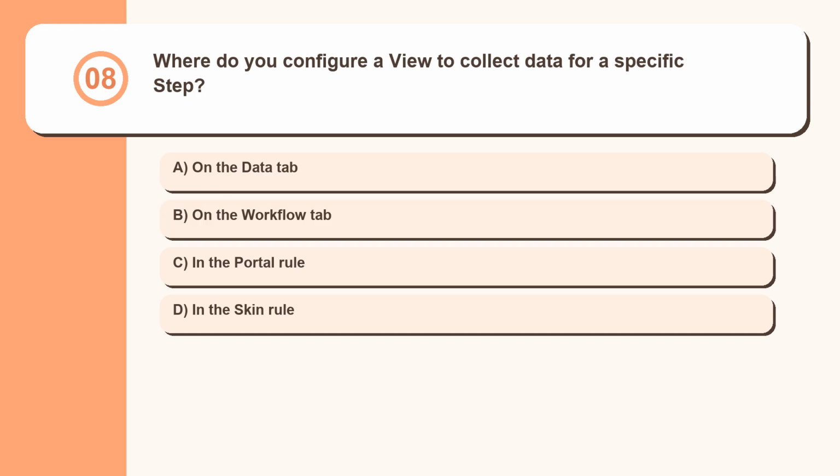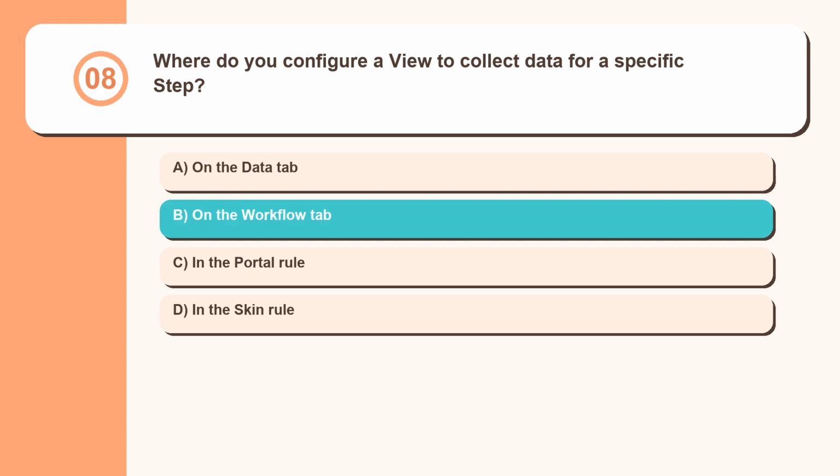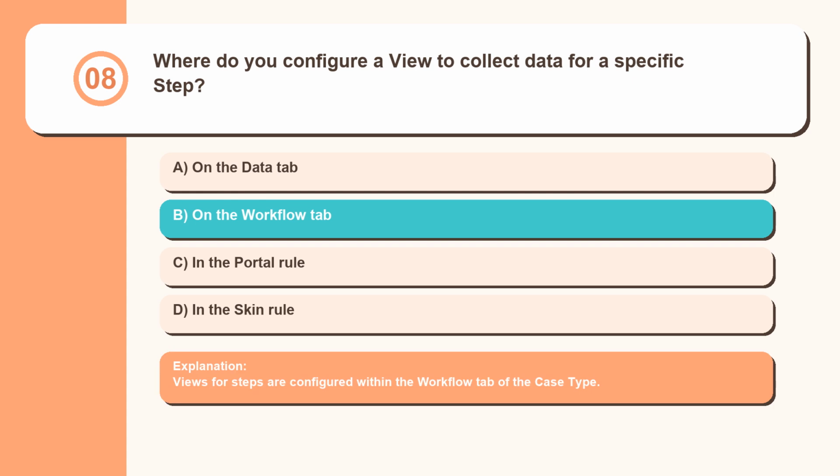Question 8. Where do you configure a view to collect data for a specific step? On the Data tab, on the Workflow tab, in the Portal rule, in the Skin rule. Views for steps are configured within the Workflow tab of the case type.